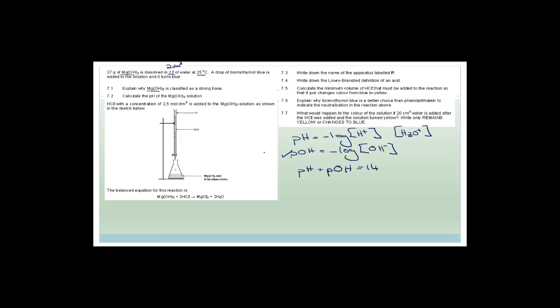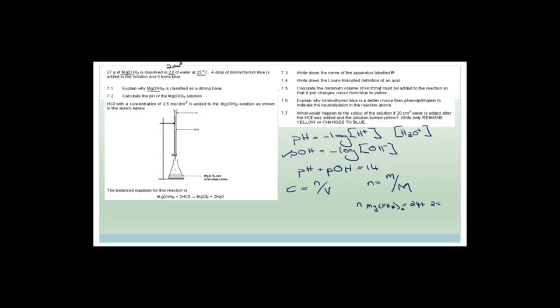Concentration is number of moles over volume, so we have to work out the number of moles. And number of moles is mass over molar mass. So we're going to find the number of moles of magnesium hydroxide. Let's see, the molar mass of magnesium. And remember, guys, you should always have your formula sheet with you. Magnesium is 24, plus oxygen is 16 and hydrogen is 1, which is 17.